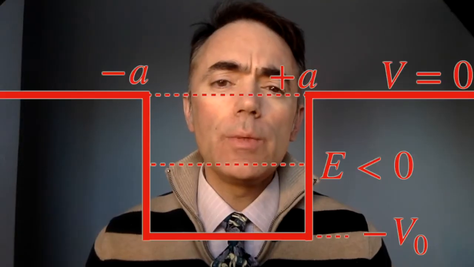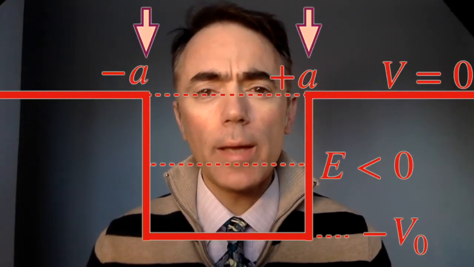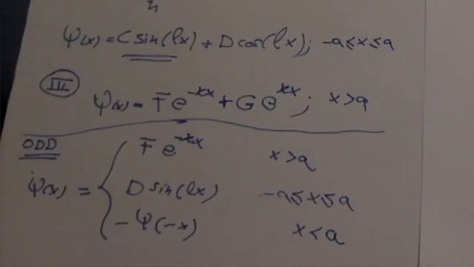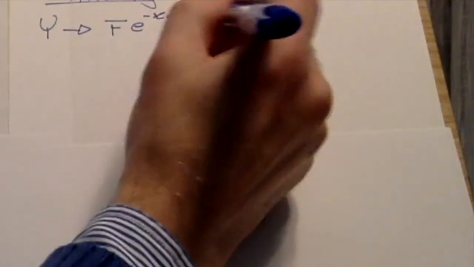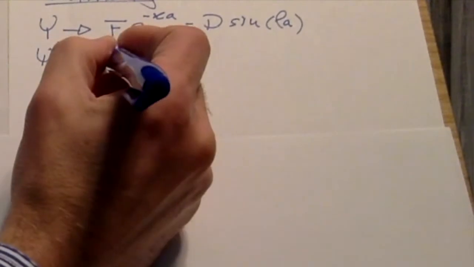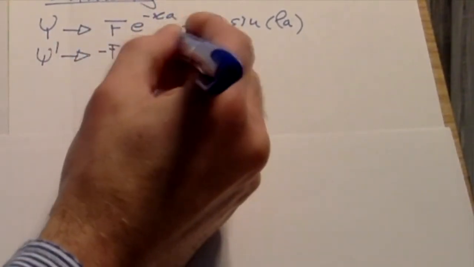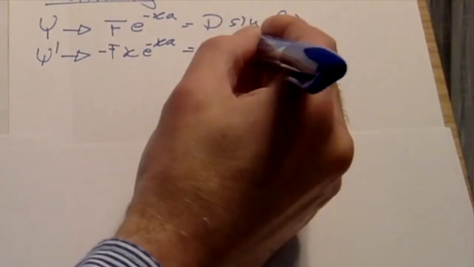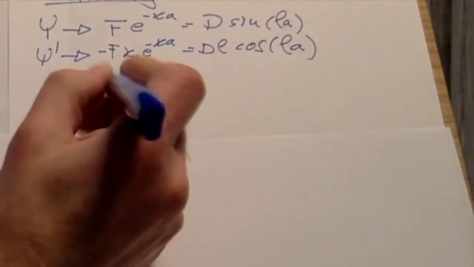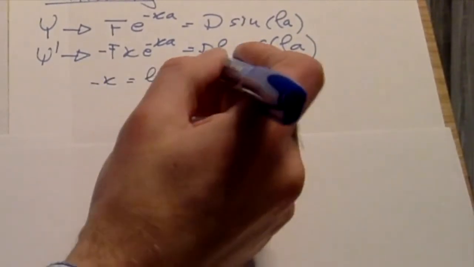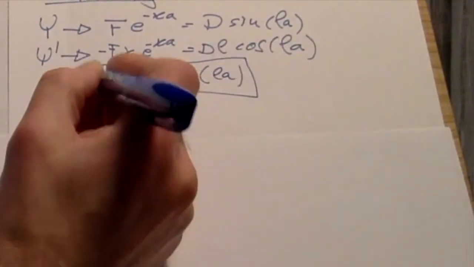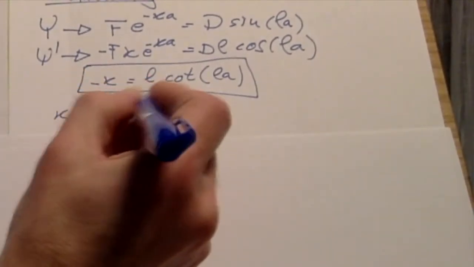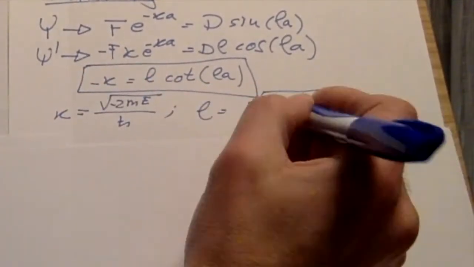I have to apply continuity at two places, x equals a and x equals negative a. Looking at the solution, this gives me f times e to the power of negative kappa a equals d sine of La. Also, the continuity of the first derivative imposes that minus kappa f times e to the power of minus kappa a is equal to d times L times the cosine of L times a. We can divide one by the other and find that minus kappa is equal to L times the cotangent of L times a.